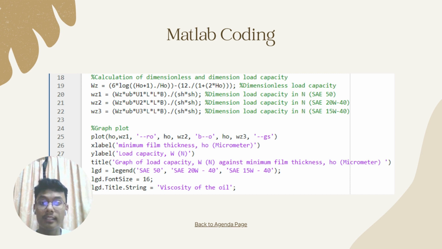The first one is the film thickness dimensionless term. The second one is the dimensionless load capacity, and of course the third one is the dimensional load capacity. So as you can see on the screen, the MATLAB coding, these are the calculations of dimensionless and dimensional load capacity based on the three different viscosities of SAE oil. The results of the graphs plotted will be explained by my members.